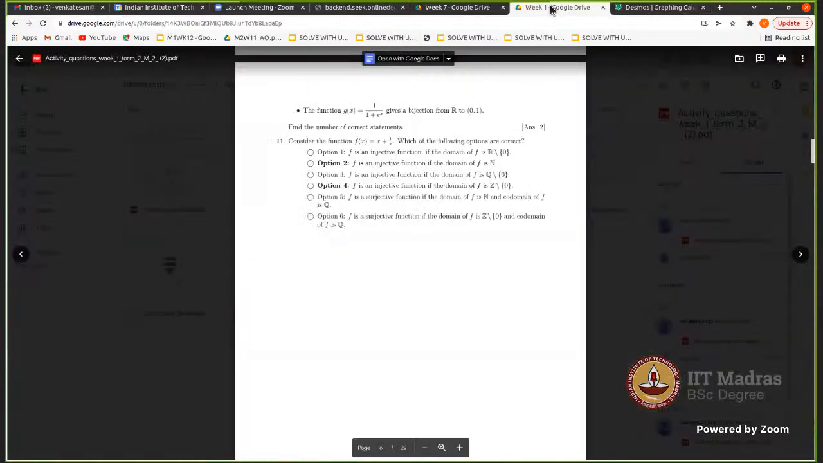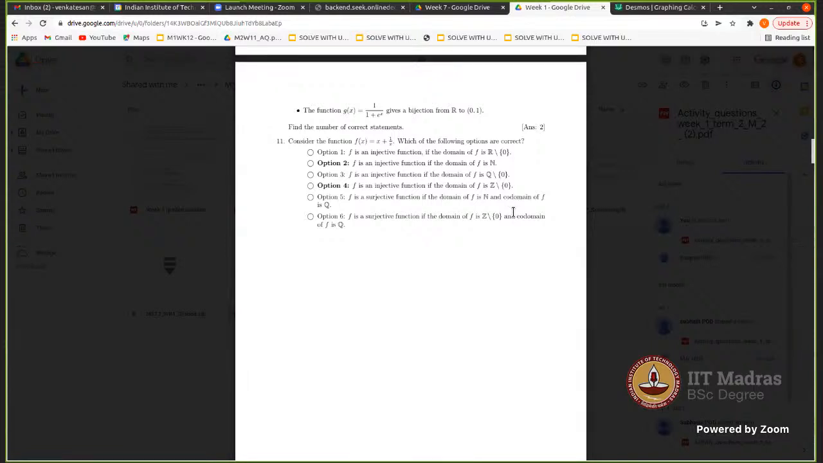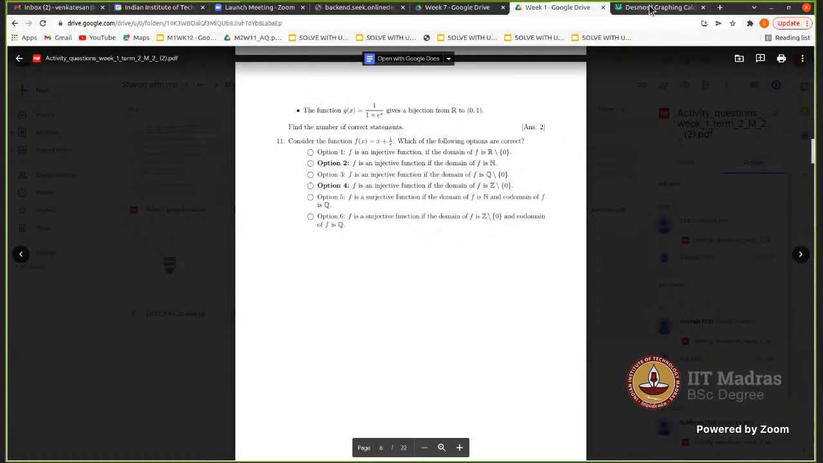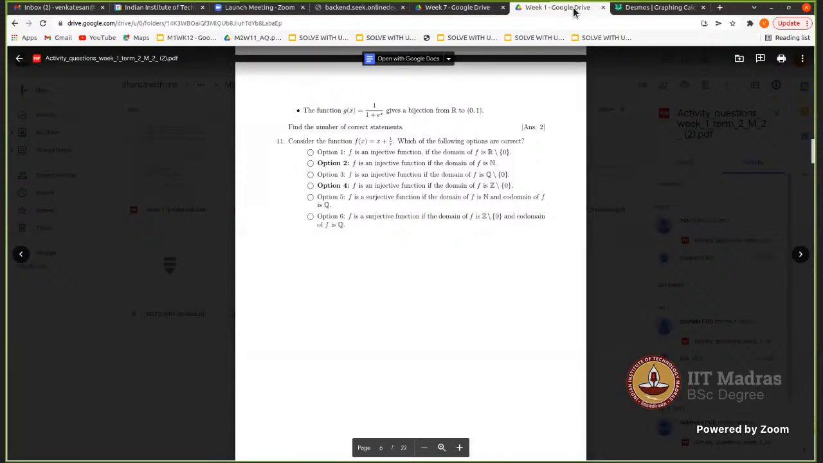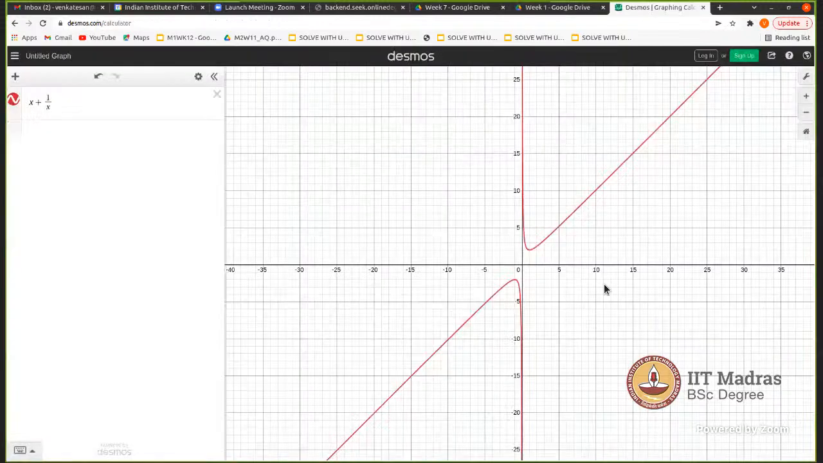The first statement is: f is an injective function if the domain of f is R. So is it an injective function? Draw a horizontal line test. If I draw a horizontal line y equals 15, it will intersect at two different values. So it will not be injective. And next is: f is an injective function if the domain of f is natural numbers. Is it?